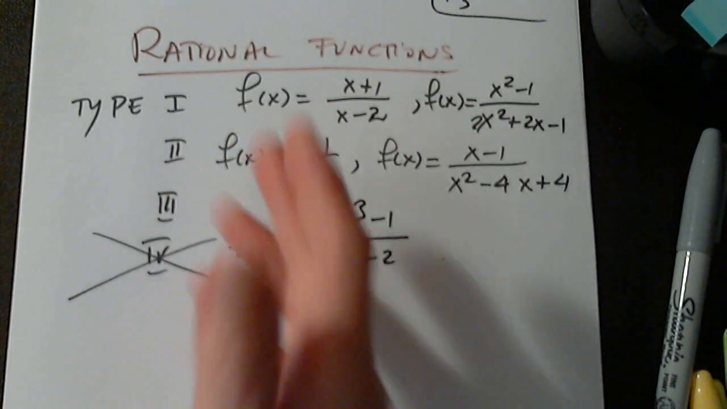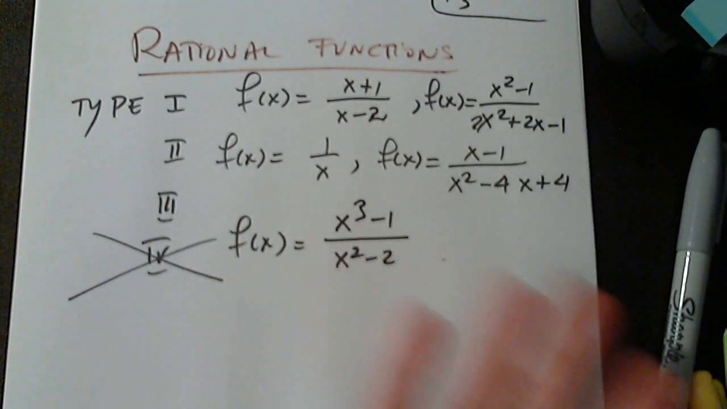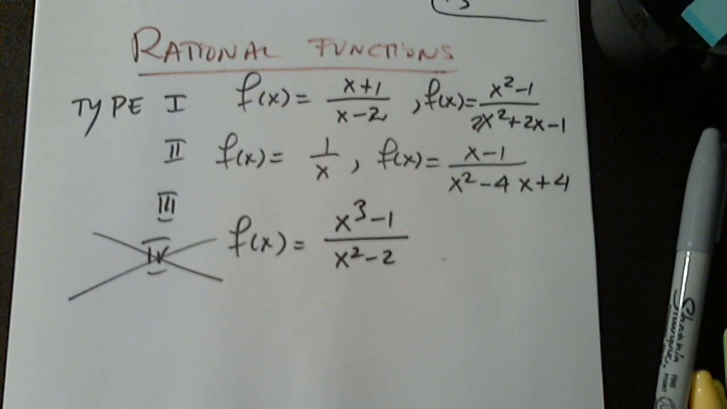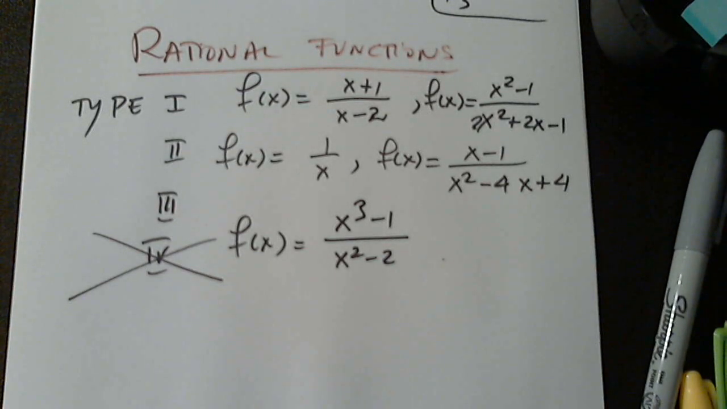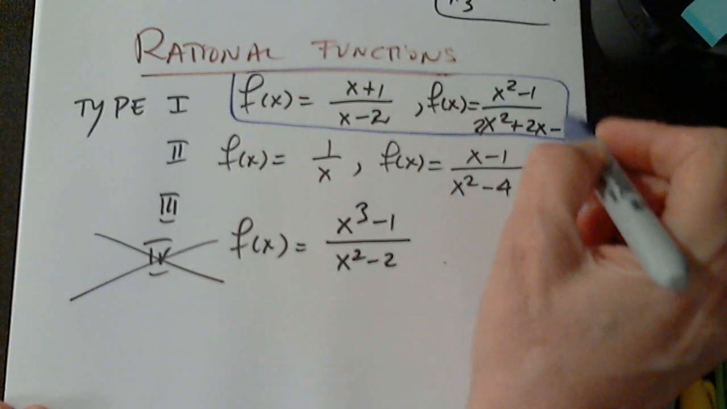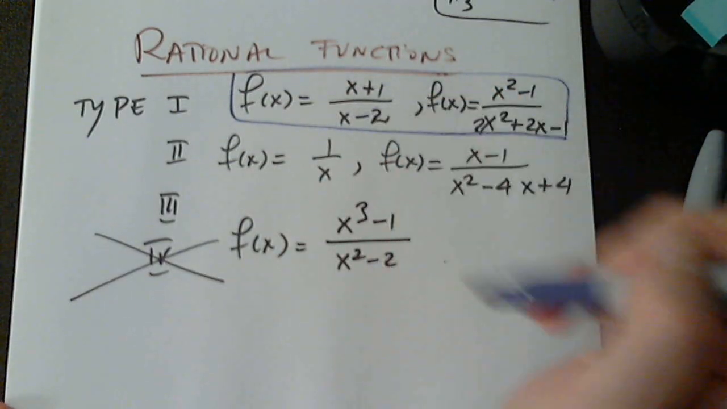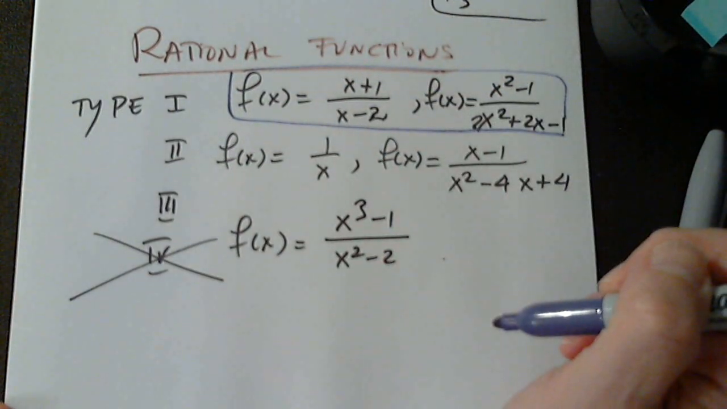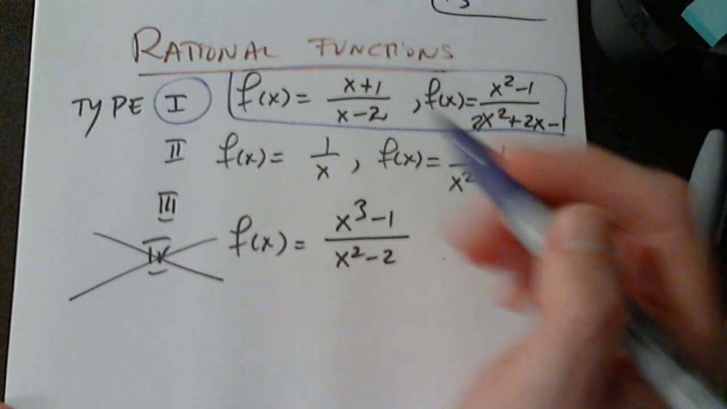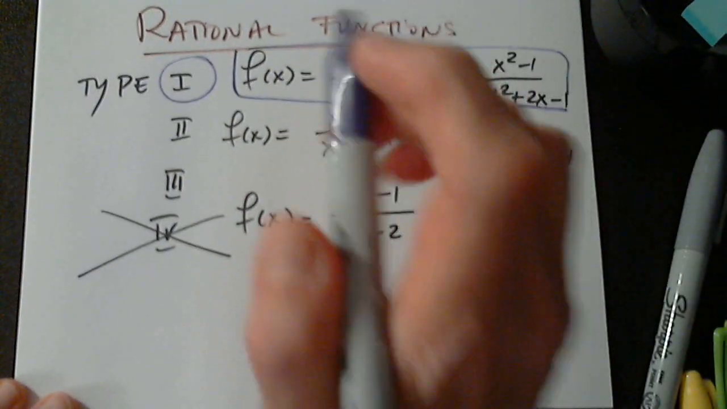And you can say you're just throwing some rational functions at us. What are these? I mean, how do you even put them in these categories? And here is the answer to that. See, this category has same degree over same degree. Degree 1 over degree 1, degree 2 over degree 2. So this is category 1. Very clear. Very easy.